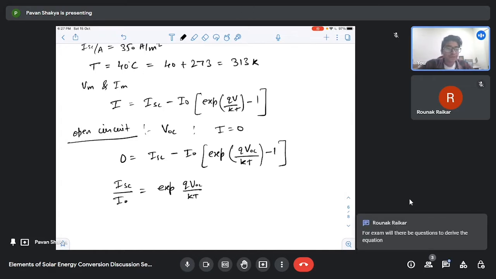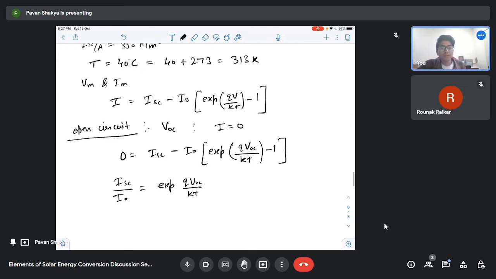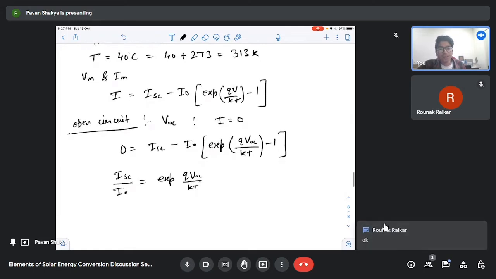For the exam, will there be questions to derive the equation? Ronak, there will not be any questions related to the derivation. I think the formula sheet for these formulas will be given, and you have to just solve the problems. No need to derive any formula. This is just a discussion hour, that's why I'm doing this.